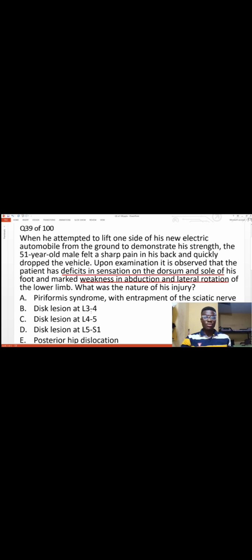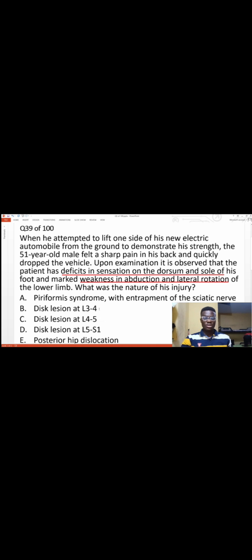This lesion at L3, L4 is going to affect the L4 nerve. This lesion at L4, L5 is going to affect the L5 nerve. This lesion at L5, S1 is going to affect the S1 nerve. And the posterior dislocation is basically the dislocation of the femoral head from the acetabulum, and that's clearly not the case. So we have three options that we should be considering: the lesions at L3, L4; L4, L5; and L5, S1.